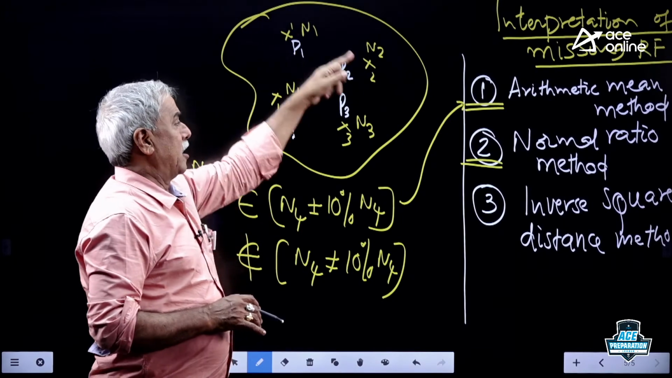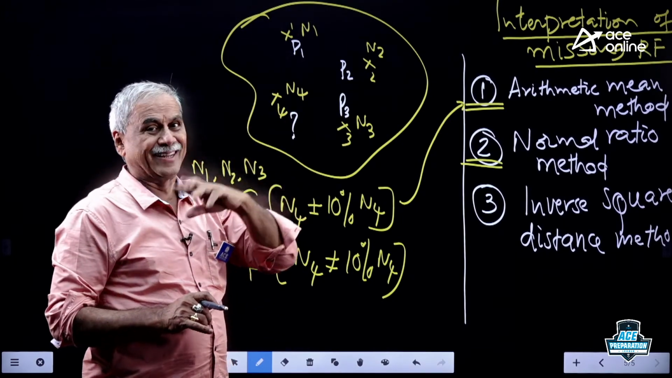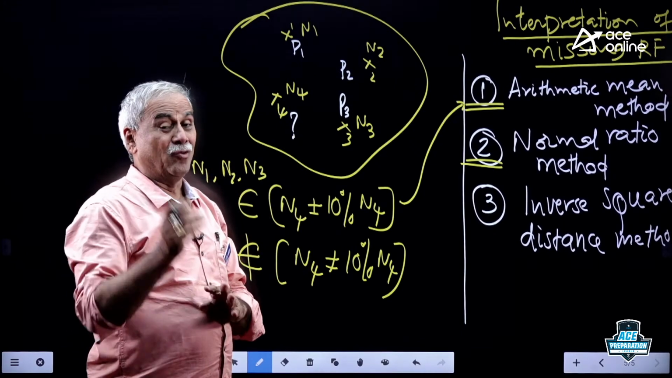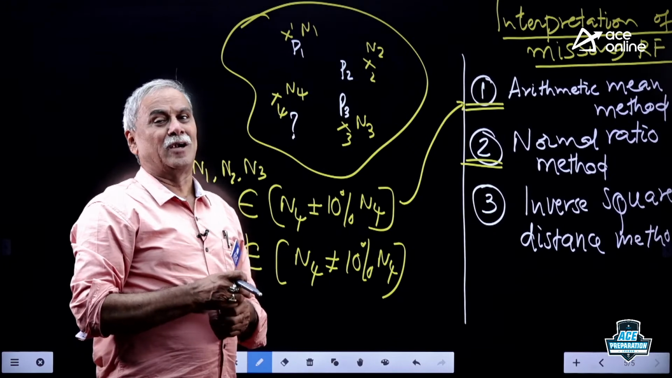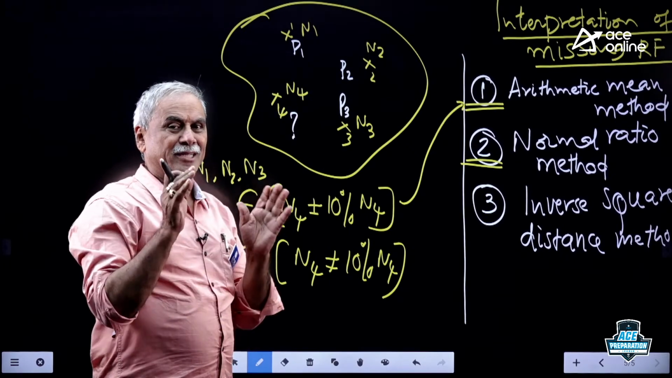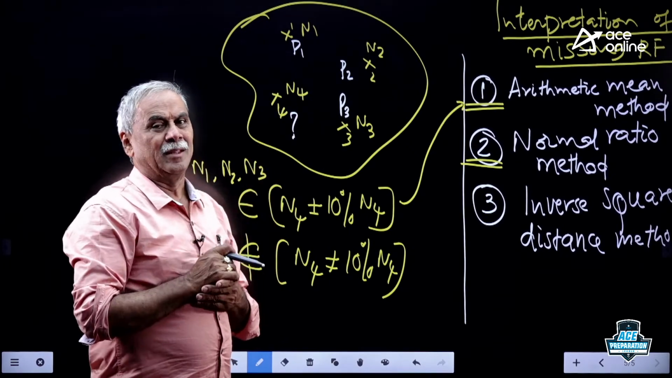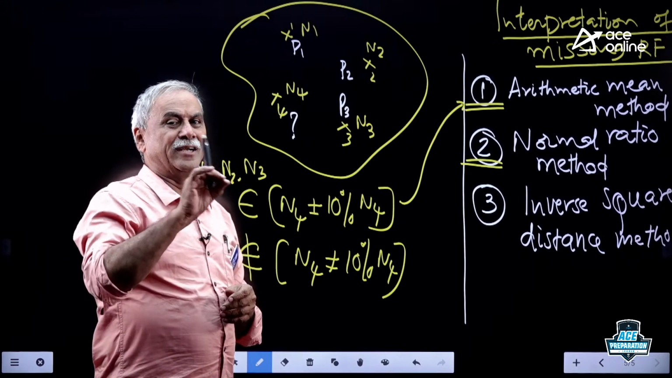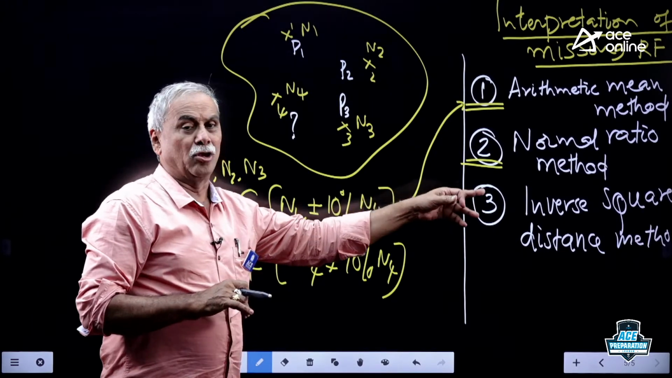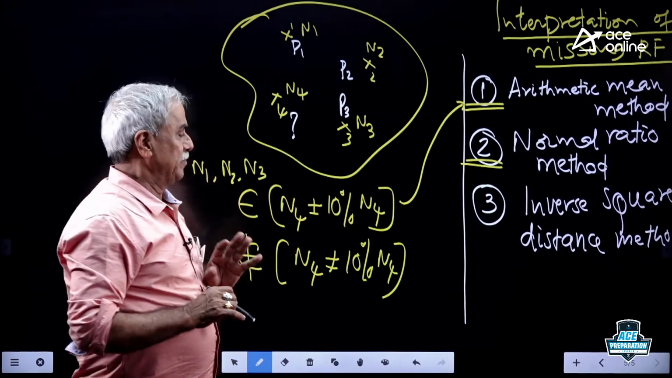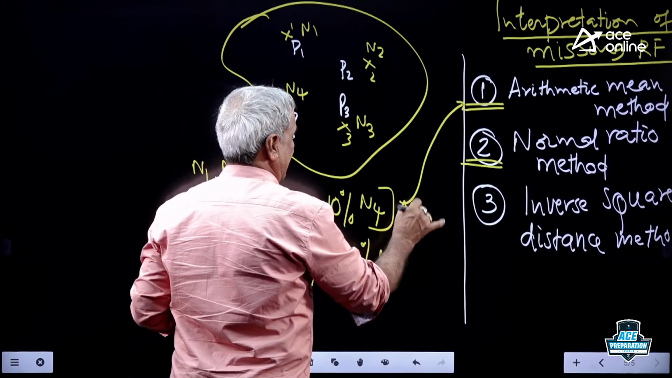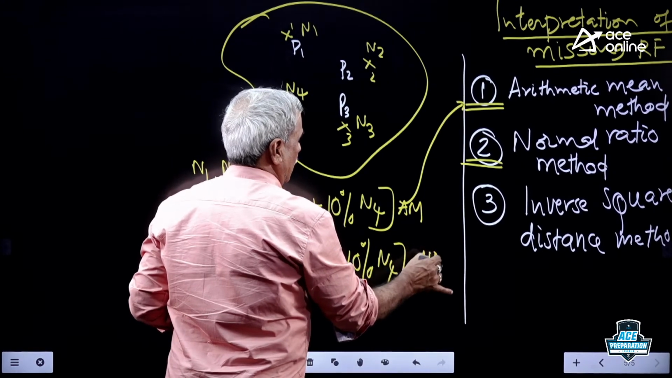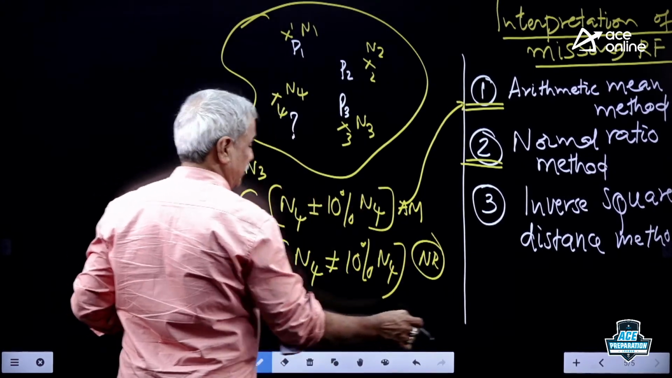When N values are not available or otherwise, when you want to have the highest accuracy of the interpretation of the missing rainfall data, even though the method is laborious, tiresome, but most accurate value we can get by third method, that also we'll see. So for this we follow arithmetic mean method, for this we follow normal ratio method.